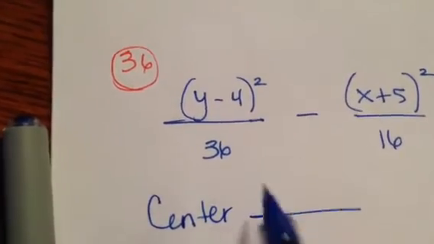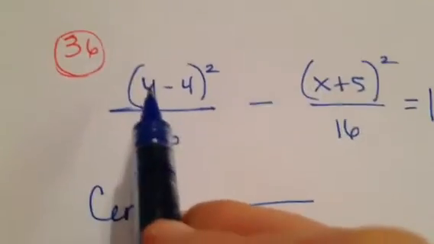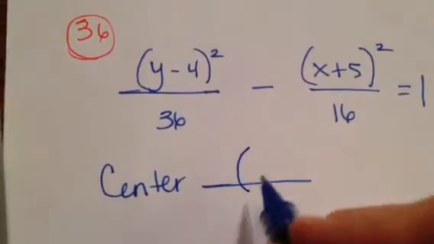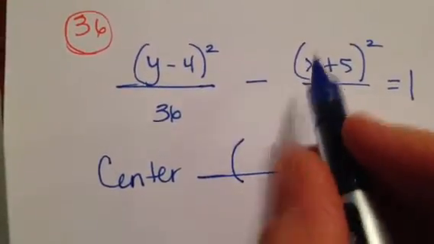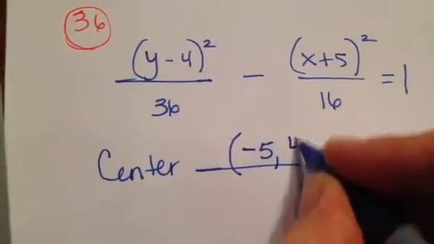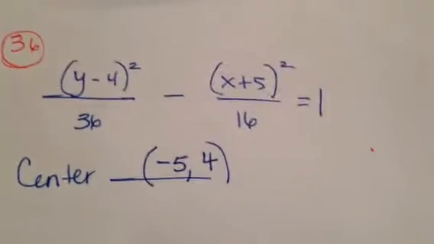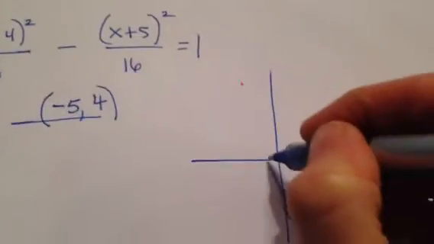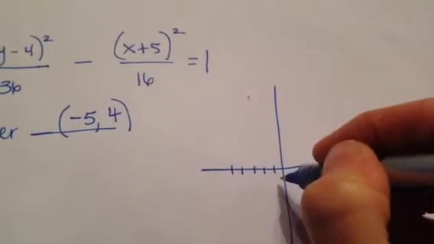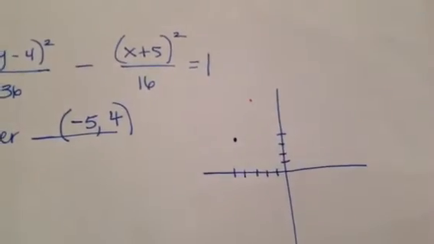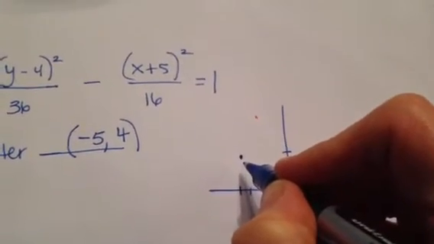Make sure, be really careful. Some of you are going to be really tempted to tell me the center is 4, negative 5. That would be wrong. Your x value has to come first. Your x value is negative 5, and then your y value, which is 4. Okay? So you're going to start with that. Let's graph that really quick. 1, 2, 3, 4, 5. 1, 2, 3, 4. Negative 5, 4 is somewhere right in there. That right there is your center.